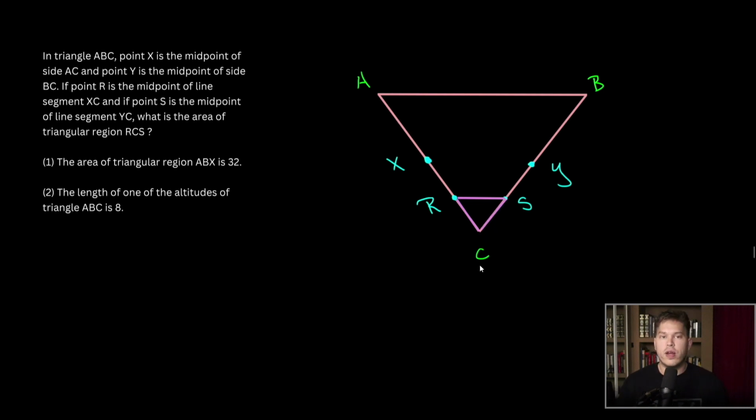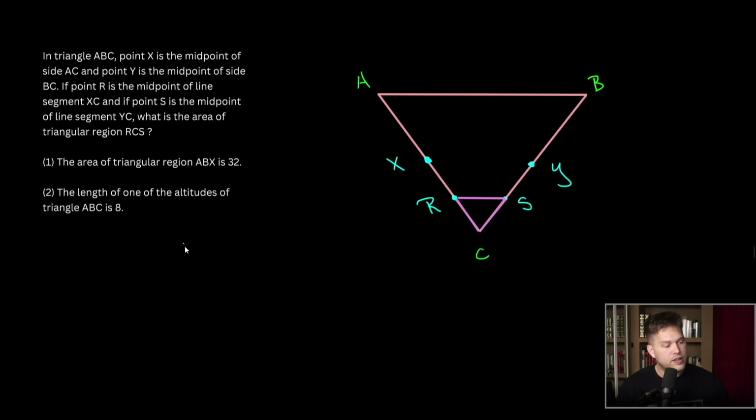So is there anything we already know about triangle RSC? Well, we should know that it is a similar triangle to triangle ABC, such that its side lengths are 1/4 of the size of triangle ABC. So let's write that down.